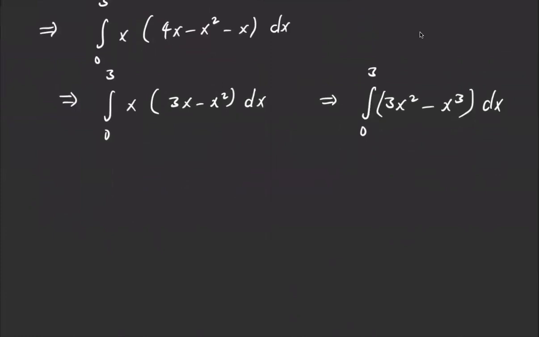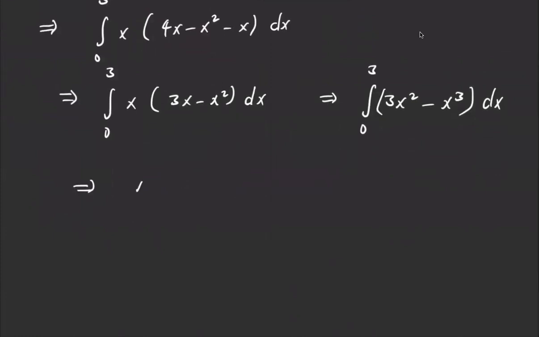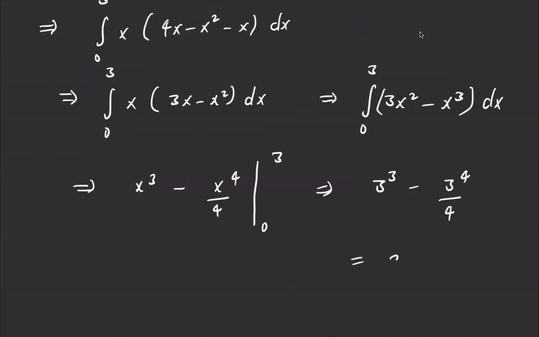Okay, integrate it further. So I will be going for x cube over 3, so that will be x^3 minus x^4 over 4, with 0 to 3 as the limits. Now you can put up the limit. If I put up the lower limit, that will not make any difference because that is 0 only. So we have 3 raised to the power 3 minus 3 raised to the power 4 over 4. If you solve it, you are going to get 27 minus 81 over 4.